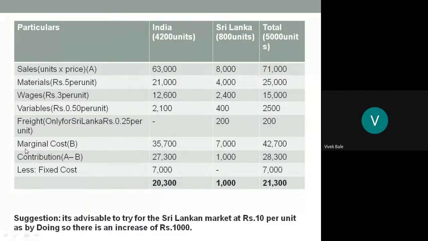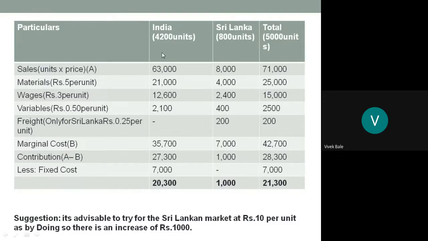Now, if you consider the marginal cost, that is material, wages and variable cost, the total marginal cost is 35,700 in India, in Sri Lanka 7,000, and total cost is 42,700. Now if you subtract variable cost from sales, you will get the contribution 27,300 in India, in Sri Lanka 1,000 rupees, and total contribution you will get is 28,300. Now from that, if you subtract the fixed cost, that is 7,000 rupees in India, in Sri Lanka it is not applicable. So therefore total fixed cost is 7,000.